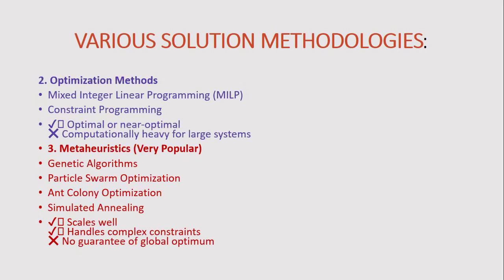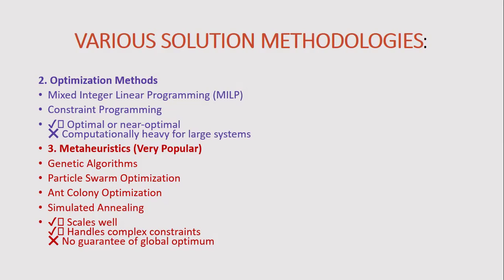The next alternative is using optimization methods like mixed integer linear programming and constraint programming. But there is one disadvantage. For larger size problems, we can't get an optimal or near optimal solution. Computationally, it is very tough. It may take a long time to solve the complex problem.